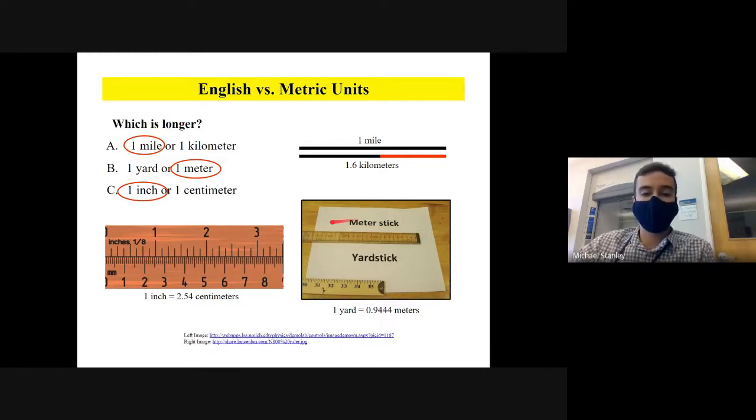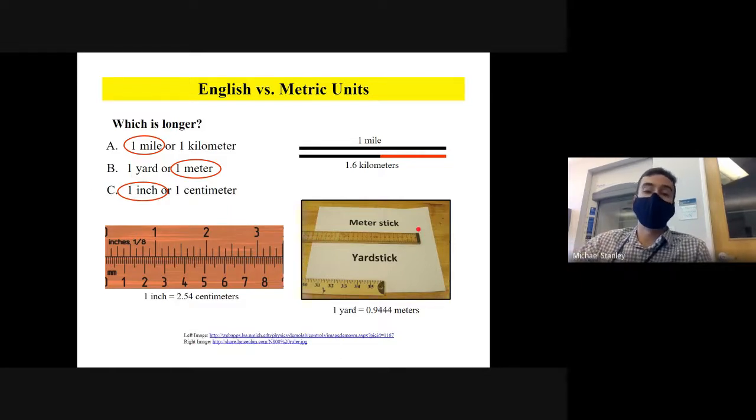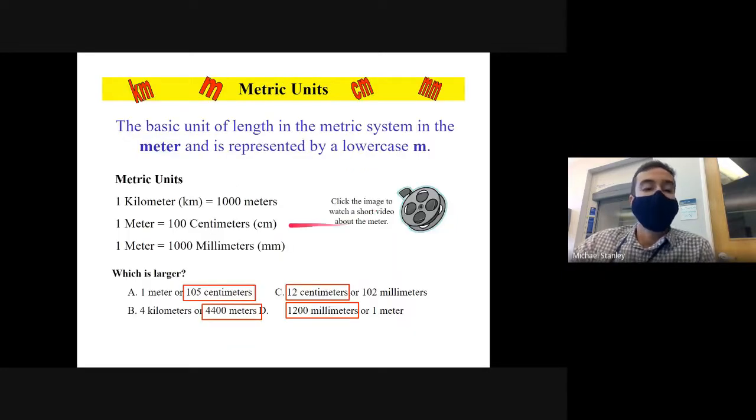So in our meter stick, if we measured it by centimeters, we'd have 100 centimeters going all the way to the end. If we measured it in millimeters, it would be 1,000 millimeters. There's 1,000 little millimeter dashes from the start to the end of our meter stick right here. So 1,000 meters make a kilometer, 100 centimeters make up a meter, and 1,000 millimeters make up a meter.